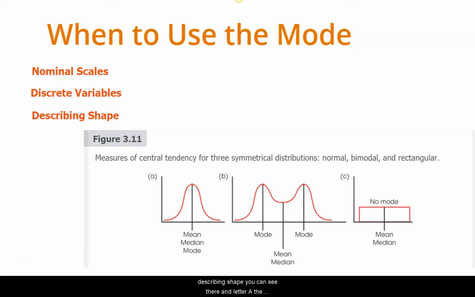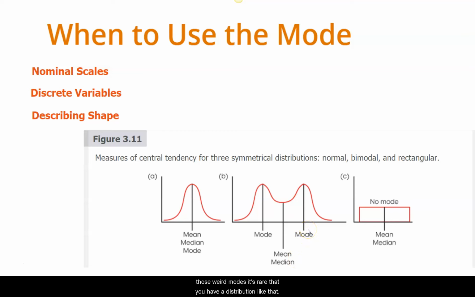You can see there in letter A, the mean, median, and mode are all the same, as is typical with a normal distribution, or a bell curve as we call it. Over here in B, I have a bimodal distribution, which has a low value and a high value. The mean and the median are just smack in the middle there. And in this case, the mean and the median, frankly, aren't very representative because I got those weird modes.